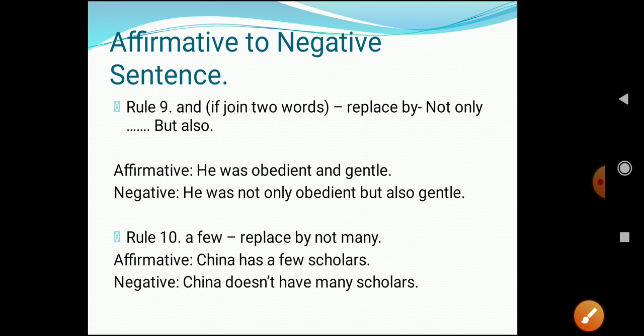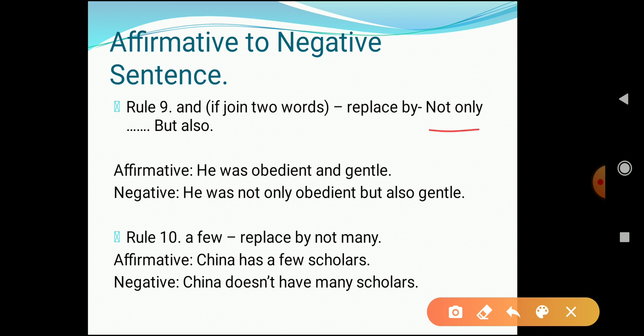Now let's see rule 9. What does rule 9 say? If in any sentence "and" joins two words, we have to replace it by "not only but also". For example, "He was obedient and gentle." Over here this "and" is joining obedient and gentle. It is joining two words, right? So it will become what? "He was not only obedient but also gentle."